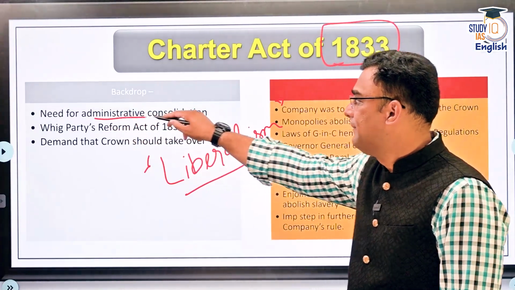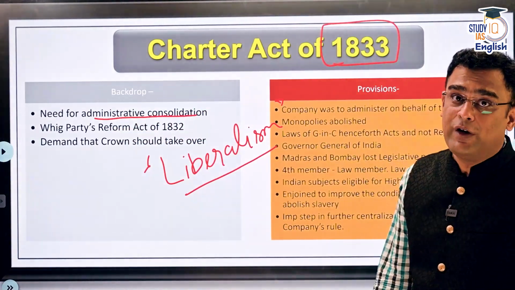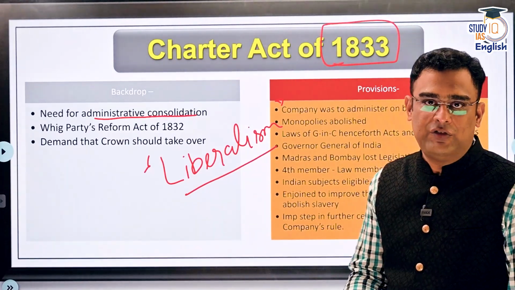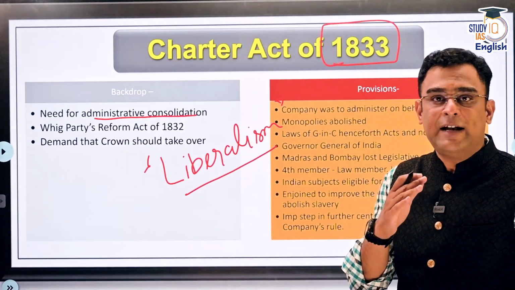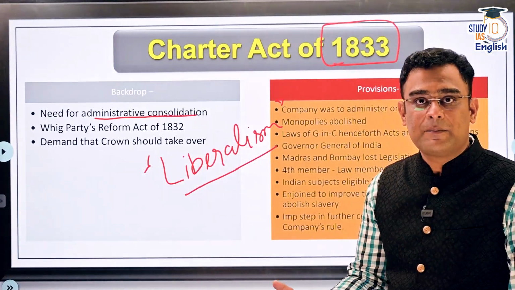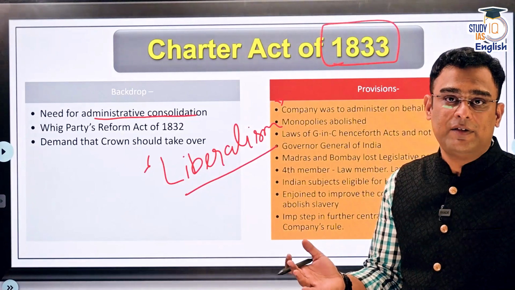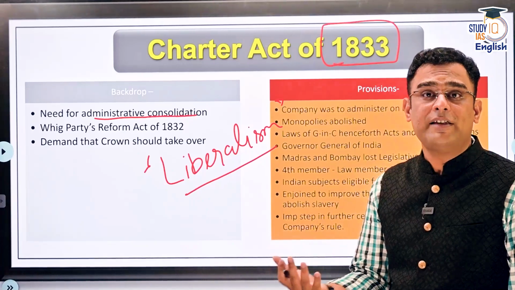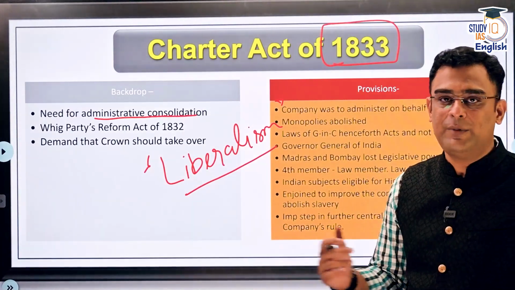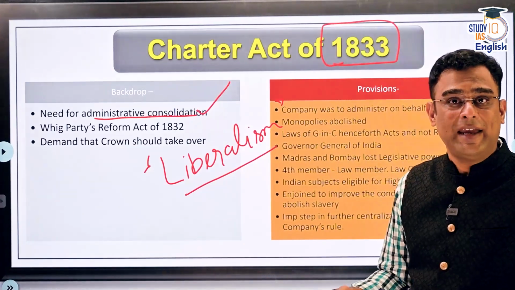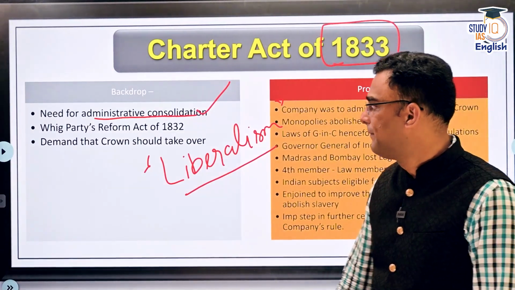Backdrop of this act, need for administrative consolidation. Now the British rule was firmly established. Tipu Sultan had been finished long ago. Marathas had been humbled. All other Indian powers were either subordinate allies, or they were not in any position to challenge the Britishers. And therefore, administrative consolidation became an important priority for them.